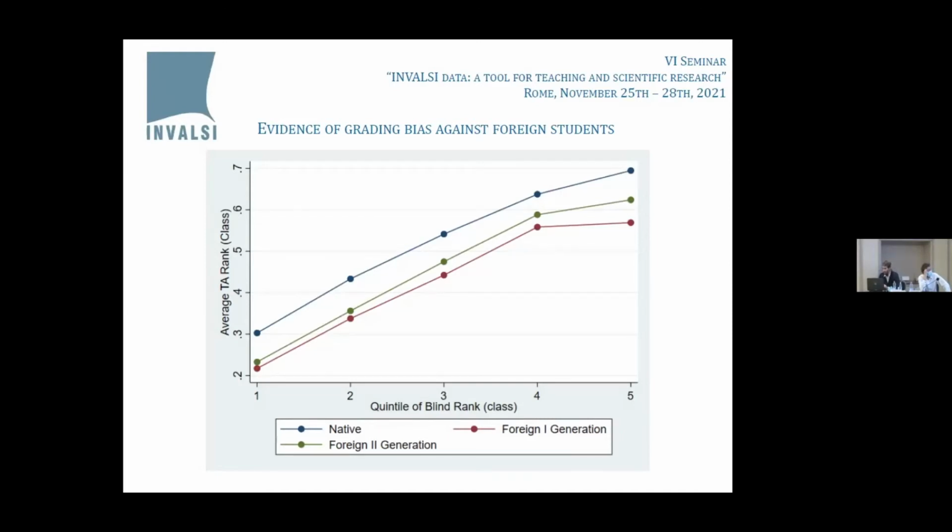So in this graph, I provide some visual evidence of what is called the grading bias. It is the difference in the relative performance between the objective and the subjective performance. We see that controlling for your performance in the blind ranking, so in the ranking of the INVALSI test, native students are going to perform better in the grade given by the teacher. This means that if I have the same average performance of a native and a foreign student in the INVALSI test, on average, the native student is going to be characterized by a better grade in the teacher-assigned evaluation.